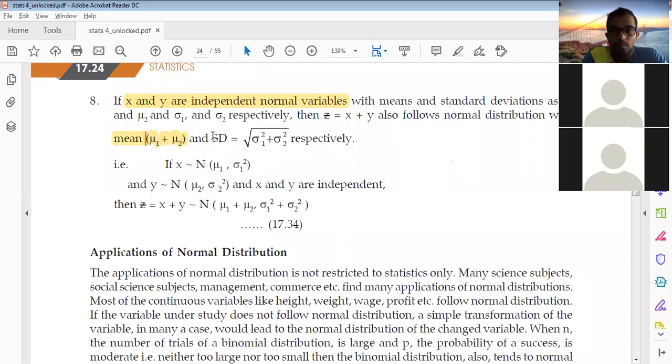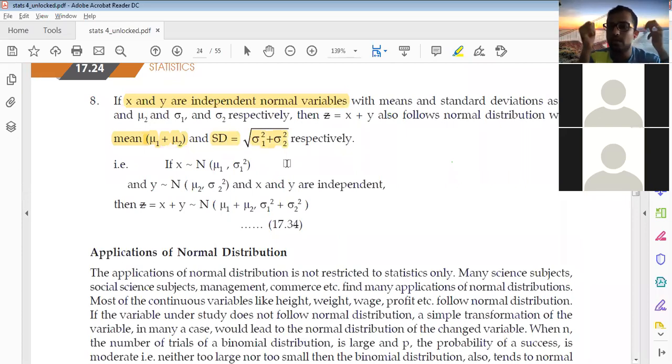Standard deviation of normal distribution for independent variables is calculated this way, students. SD is equal to the square root of the variance of the first one plus the variance of the second one. They are simply not adding standard deviation and standard deviation. No, they will convert it to variance, add the variances, and then take the square root. Why? Because, students, standard deviation is the square root of the variance.